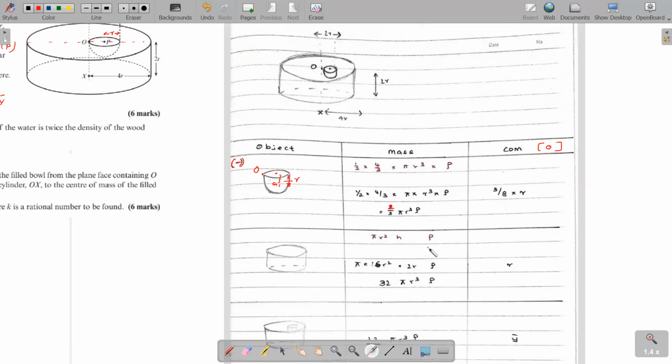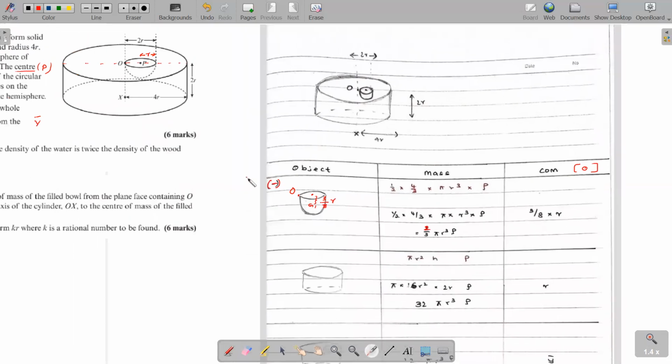Density is not changing now. Okay, guys. So the radius of the cylinder, you can clearly see, is 4r. Height is 2r, right, guys? So pi r squared is going to be pi, radius 4r squared, height 2r, into rho. So this is going to be 16r squared into 2r. That's going to be 32r cubed. So 32 pi r cubed rho.